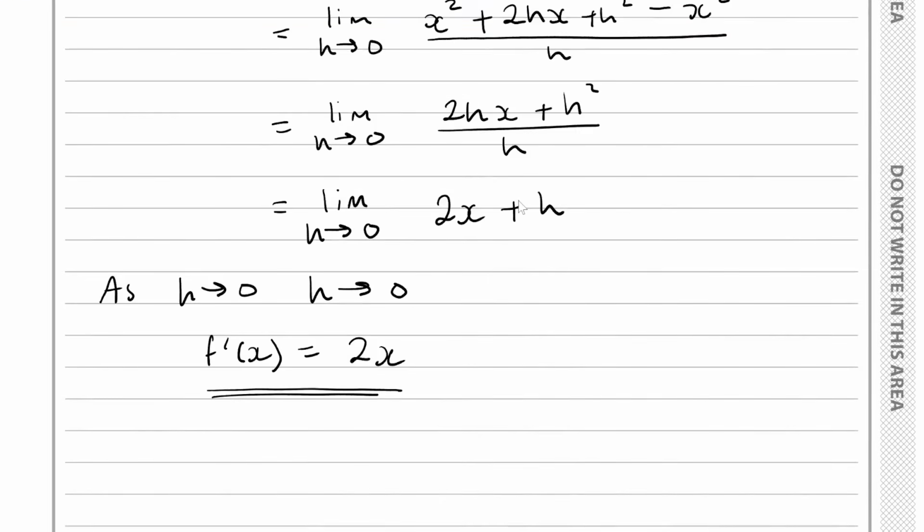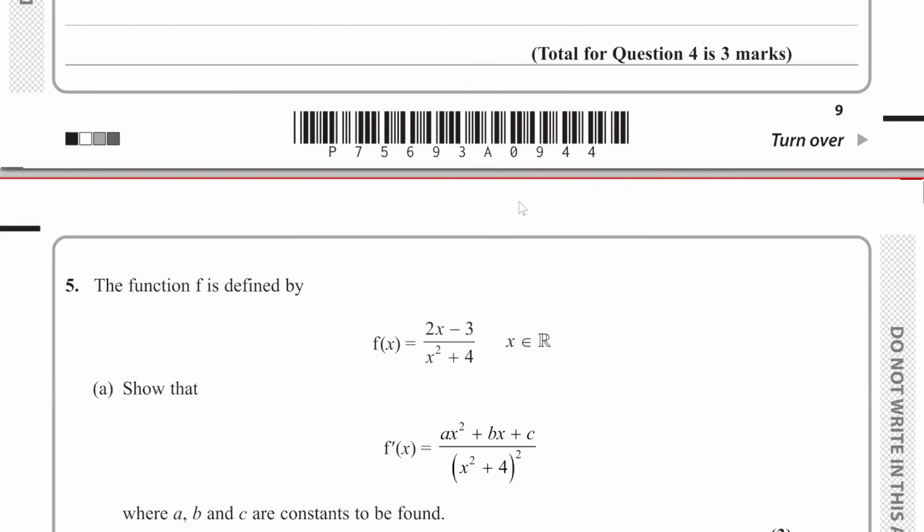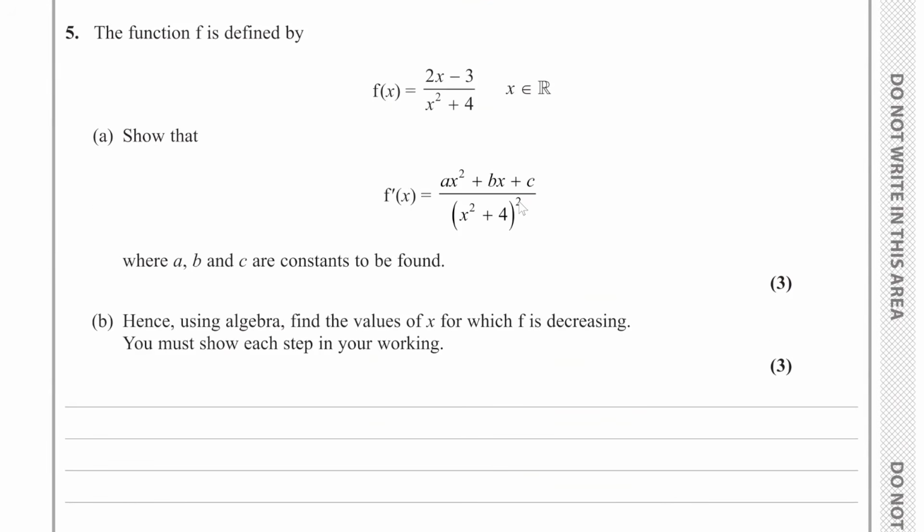And that is what we wanted. The function f is defined by f of x is (2x minus 3) over (x squared plus 4). Show that f dash x, so again, differentiation, is (ax squared plus bx plus c) over (x squared plus 4) all squared. So we're differentiating something in the form u over v. It's the quotient rule.